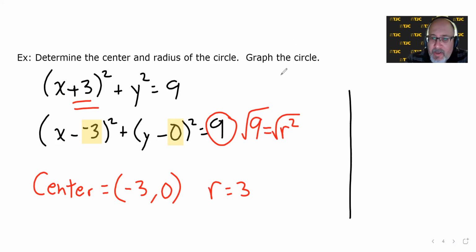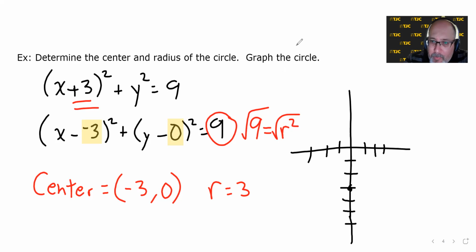Let's see, our center is at 0, -3, so we don't need to go left to right. We need to go down 3. We'll put a center there. And since our radius is 3, we're going to go 3 in each direction from there. So we're going to go 3 up, 3 down, 3 to the right, 3 to the left, and locate our 4 points. If we go up 3, it'll put us right at the origin. If we go to the right 3, it'll put us right there. If we go to the left 3, it'll put us right there. If we go down 3, it'll put us here. It's much easier to do on graph paper. And there's our circle.